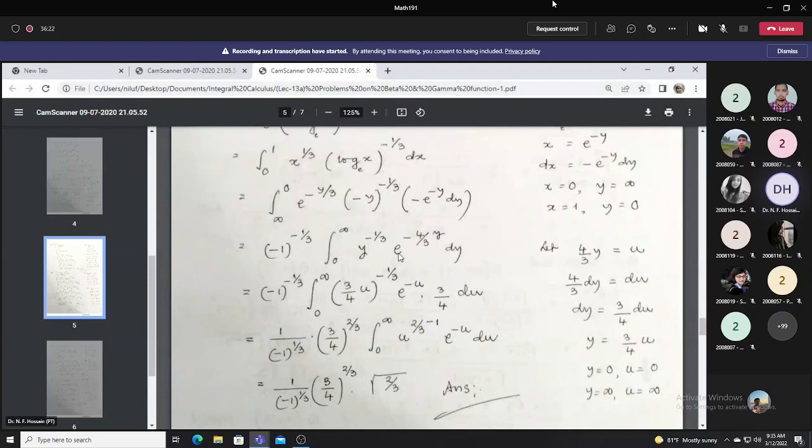Here, to use the definition of gamma function, we should have e to the power minus just a variable. That's why we have taken another substitution, 4 by 3y equals u, because in the definition of gamma function we have 0 to infinity x to the power n minus 1 into e to the power minus x, just minus x. So here this 4 by 3 into y should be taken as u. So 4 by 3 dy should be du. Let us put it here.